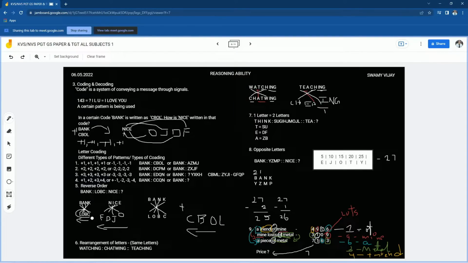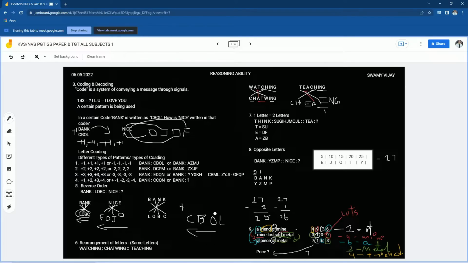अभी तक समझ में आ गया प्रीति अब तक? But sir, if both the options are given in the question paper, means CBOL is also given and LOBC is also given, then what? Then that will not be there in the question, because they don't want to confuse you by giving two answers. So they will give you only one option. Preeti? Yes, I understood.